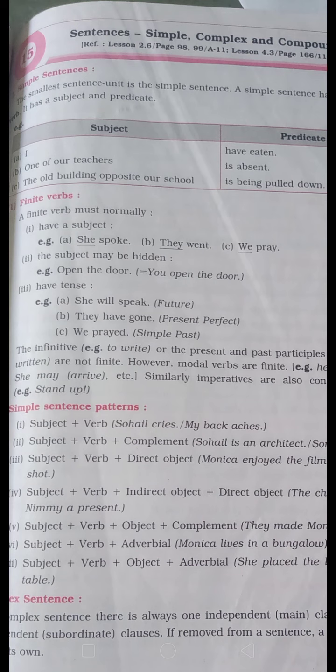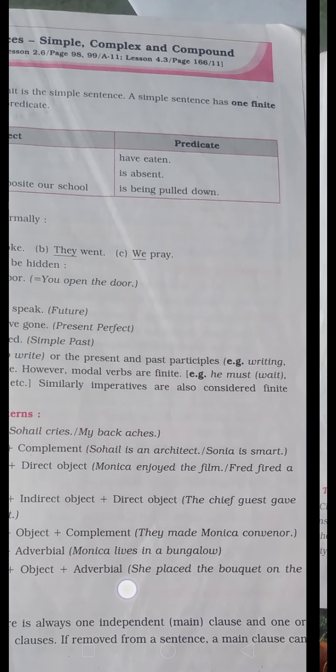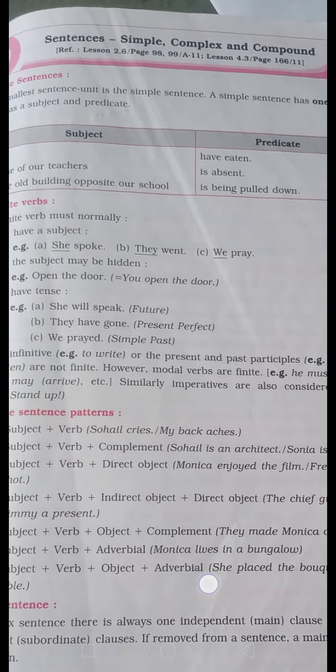Then next, subject plus verb plus object plus complement. "They made Monica convener." They is the subject, made is the finite verb, Monica is the object, and convener is the complement.